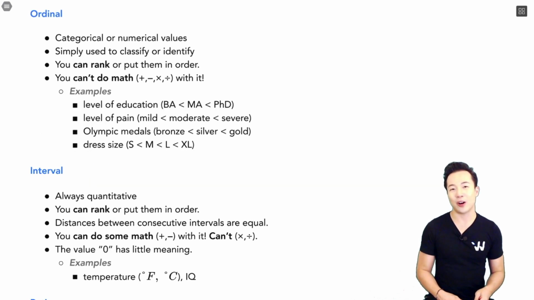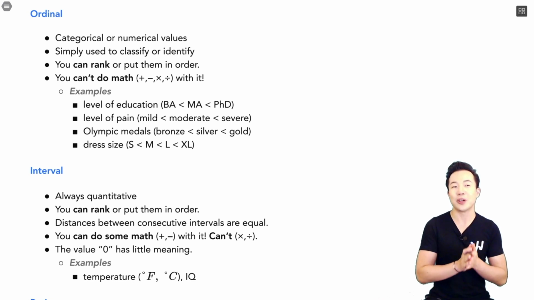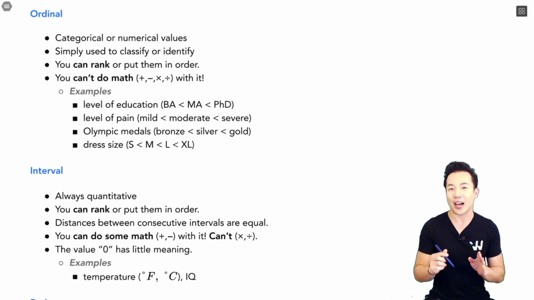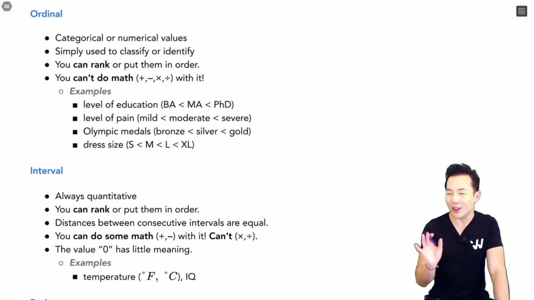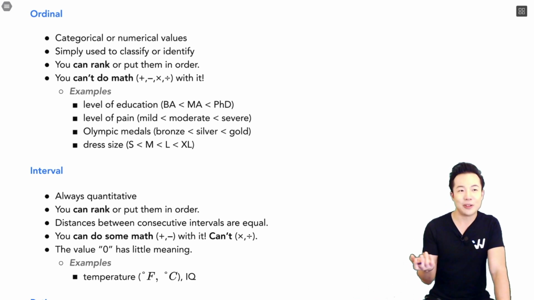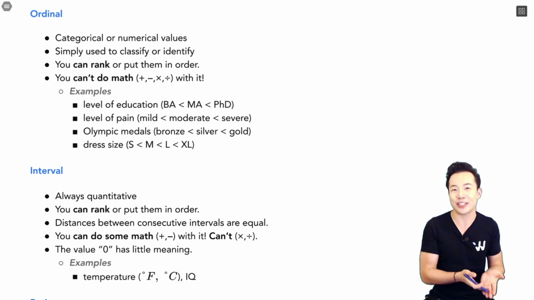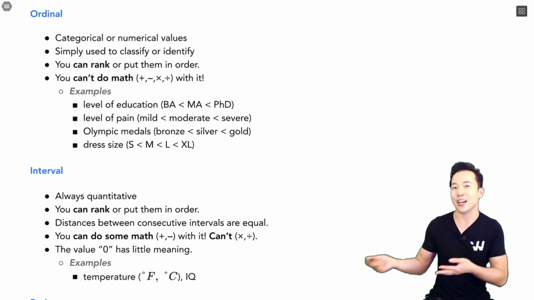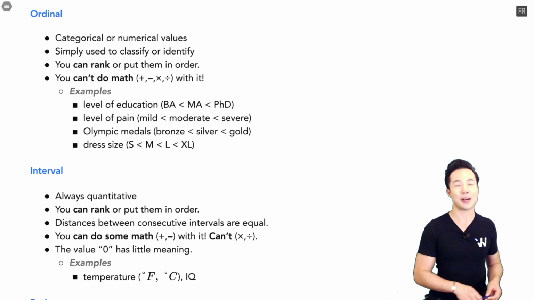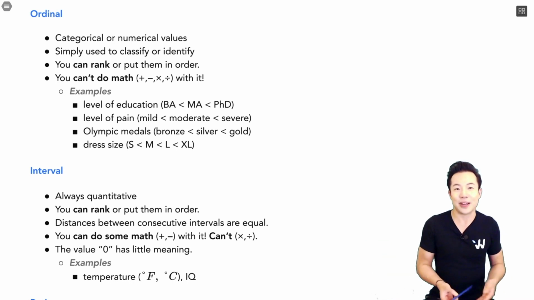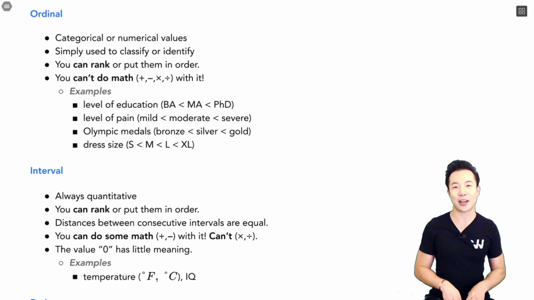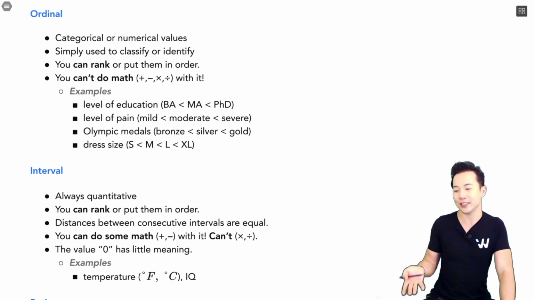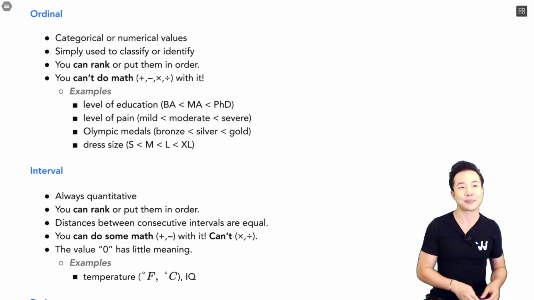Ordinal are also categorical or numerical values that are used to classify or identify. Unlike nominal, you can put them in order and rank them, but you still can't do any math with it. For example, level of education. Obviously, PhD is ranked higher than a master's degree, which is ranked higher than a bachelor's degree, which is ranked higher than a high school diploma, and so forth. Level of pain, right? No pain, mild, moderate, severe. You can definitely rank those categories. So those are ordinal. Olympic medals, gold is ranked higher than silver, which is ranked higher than bronze. So I think you get it by now.